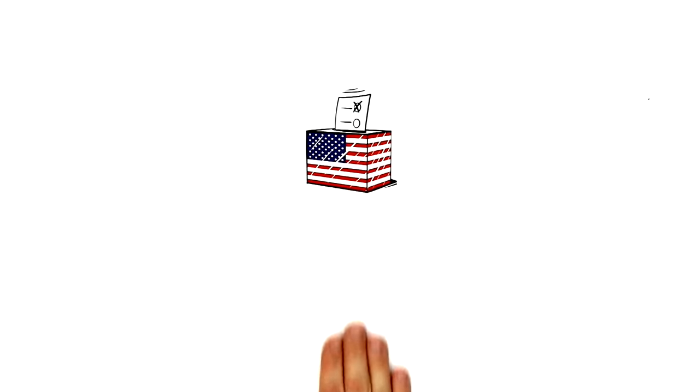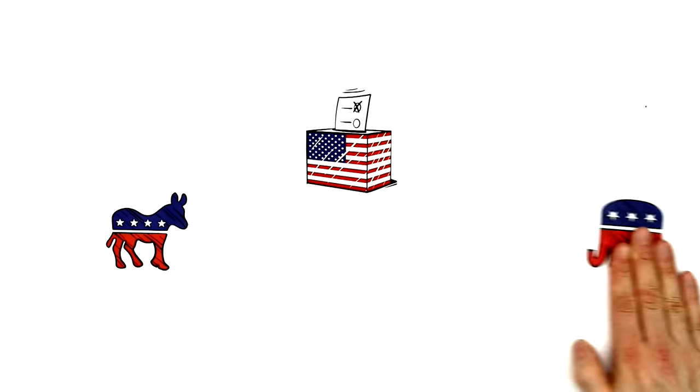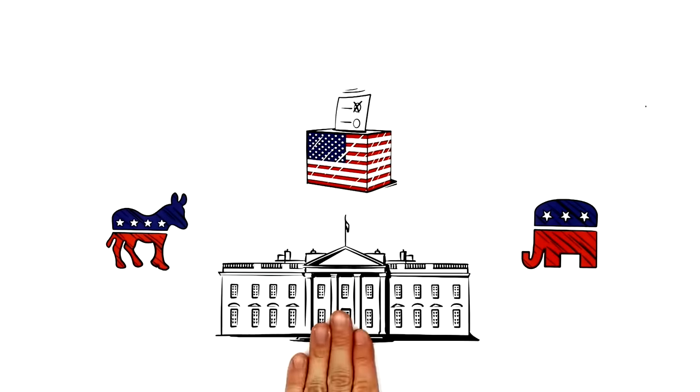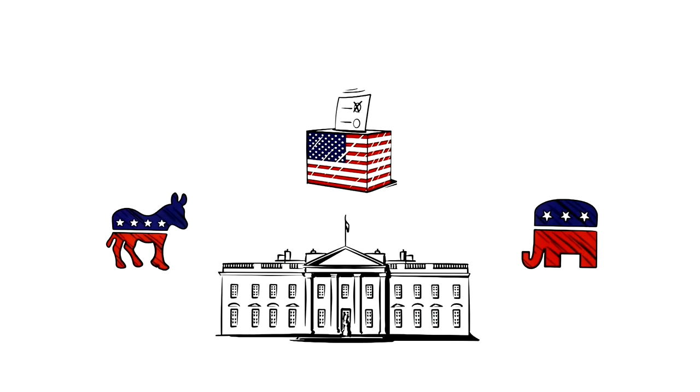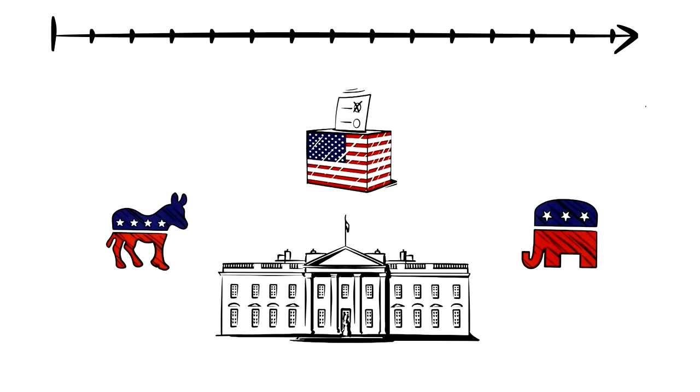It's that time again. The United States presidential election is around the corner. Every 4 years, the American people decide whether a Democrat or a Republican gets to live in the White House for the next 4 years. But how exactly does the United States presidential election work? Well, to understand this, we have to take a closer look at the entire election year.